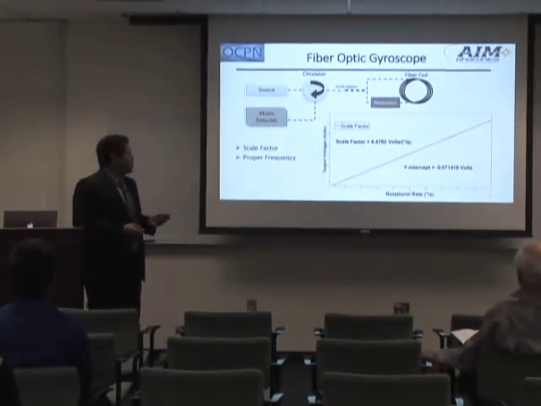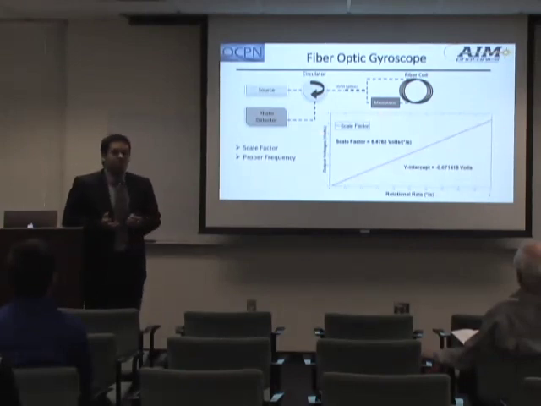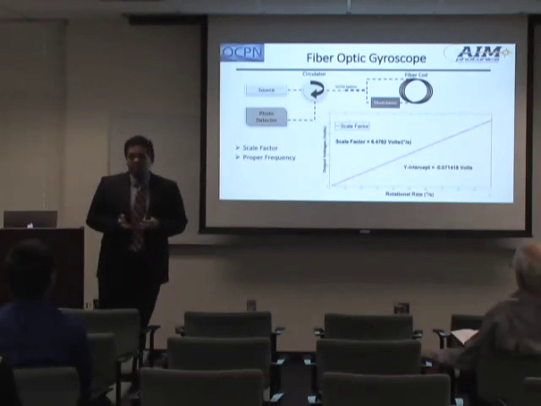Next is something called the proper frequency. The proper frequency is the frequency that we want to bias the phase modulator at so that we can ensure that the optical gyroscope is functioning at its most sensitive level.